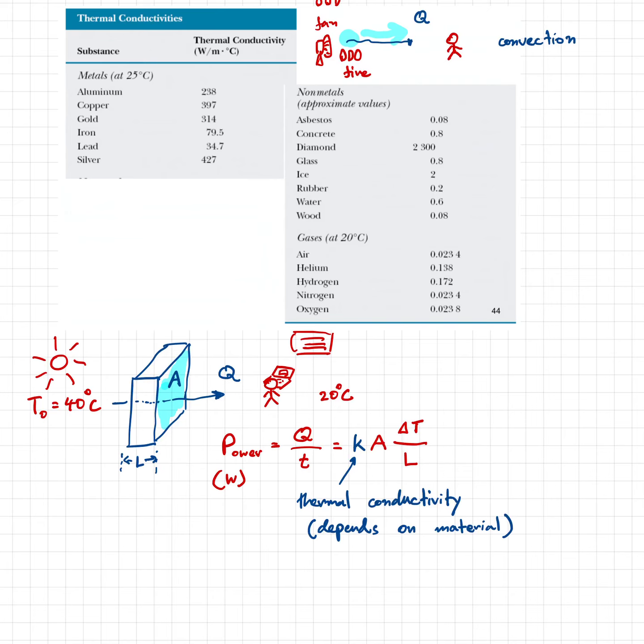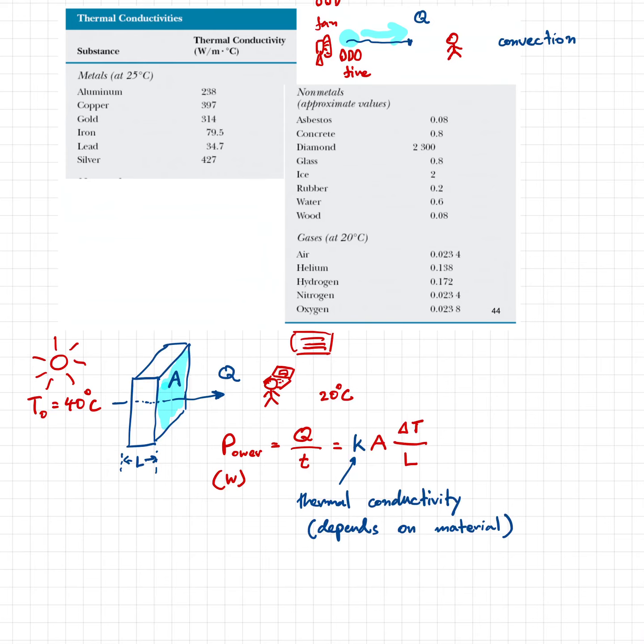What is A again? That's the question. A is the area of the material here. The larger the area is, the more heat transfer you're going to have. And essentially, it's the cross section of the area. So if we talk about the room, then A is the total area of all the walls that you have for the room.